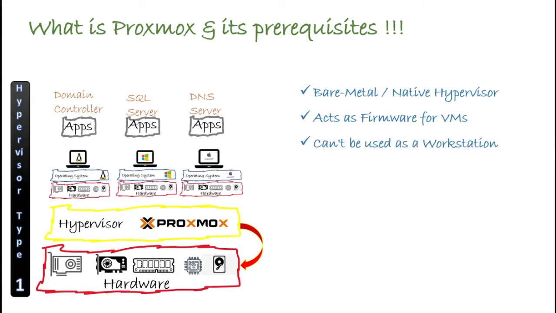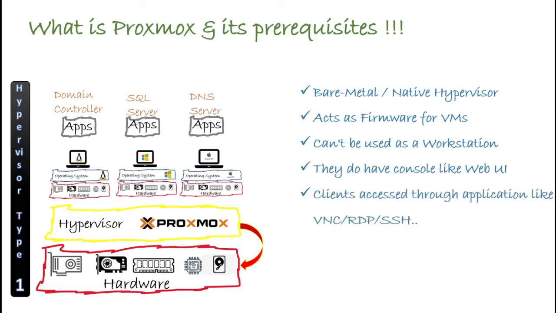The system can't be used as a workstation. They do have consoles like a web UI. From there, you can create virtual machines and containers based on LXC. The clients, or say virtual machines, are accessed through applications like VNC, RDP, or SSH, or you can also access them via the web UI. Type 1 hypervisors are headless, and Proxmox is a data center thing, meaning type 1 hypervisors are usually used in data centers.